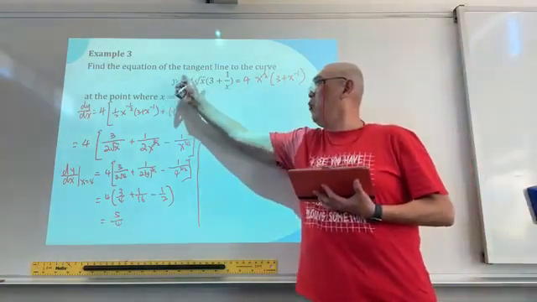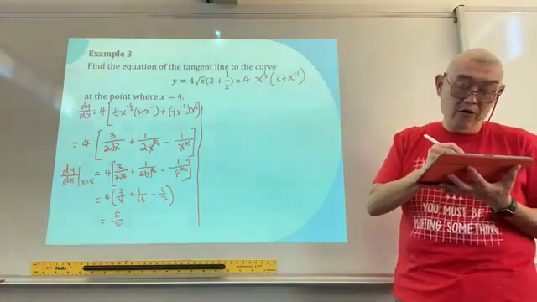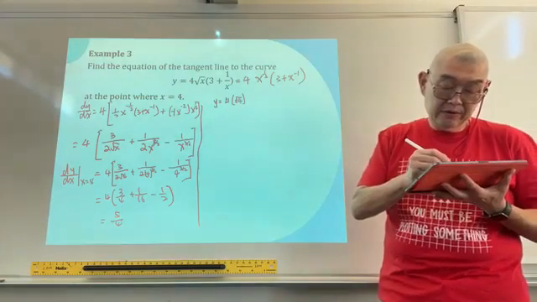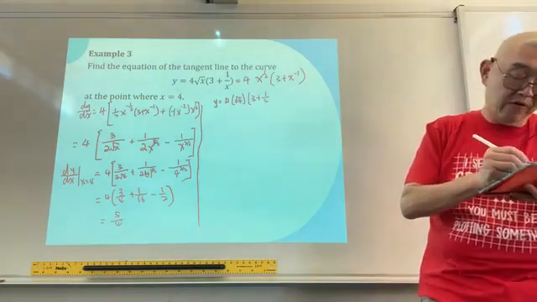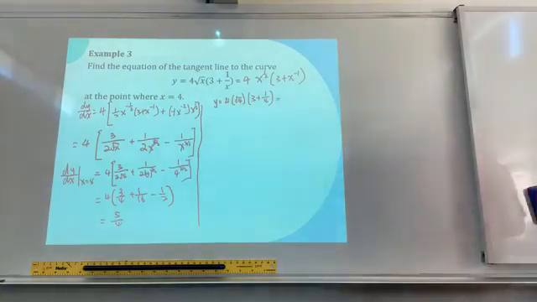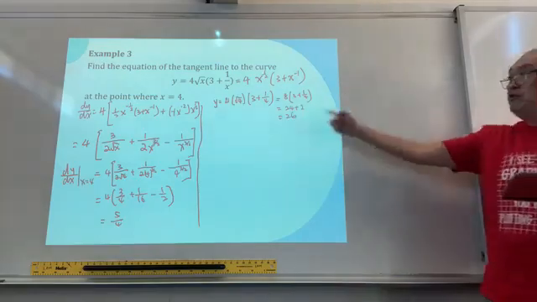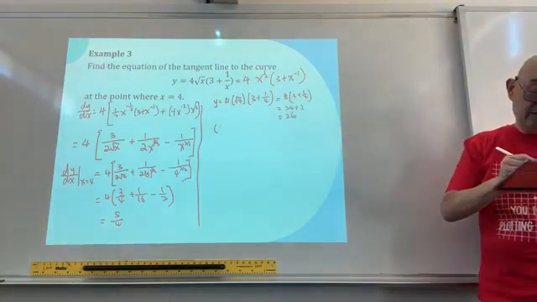Now I need to find y when x is 4. When x is 4, y equals 4 times square root of 4 times (3 plus 1 over 4). I rubbed it all out because I was copying him, but that's definitely wrong. What did you get? 4 times 2 times (3 plus 1 over 4), which is 26. Alright? So you know the coordinate is (4, 26).